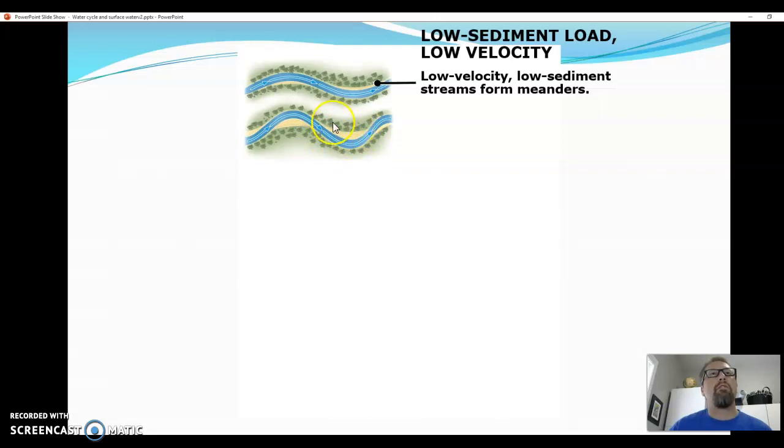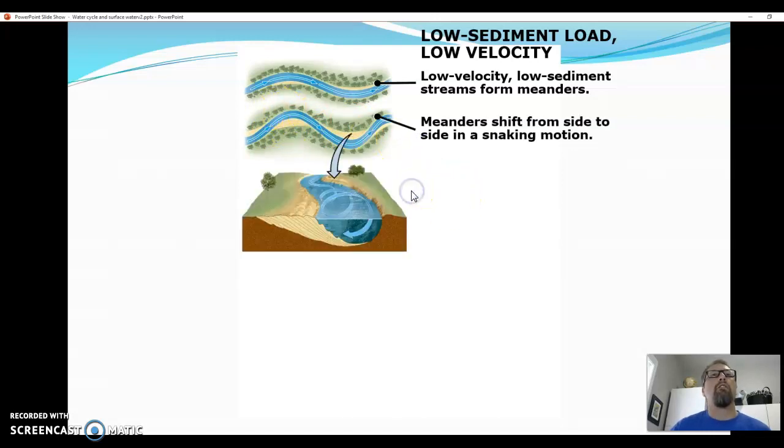It's actually faster on the outside bank and slower on the inside bank. And so we have this deposition building up on the inside banks, the inside of the turn. On the outside of the turn, we have this undercutting that occurs. And here's a side angle of what you would see: deposition on the inside bend and undercutting on the outside bend.